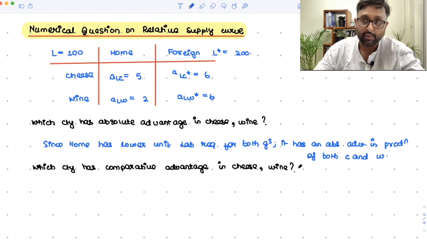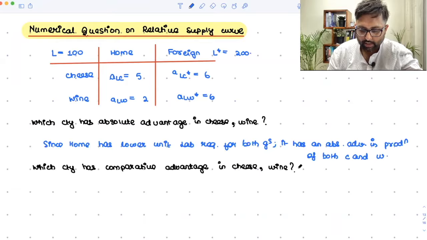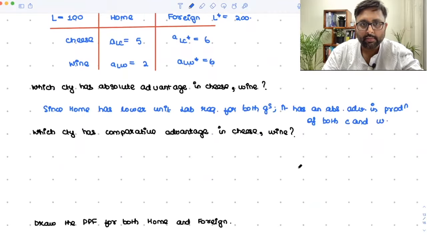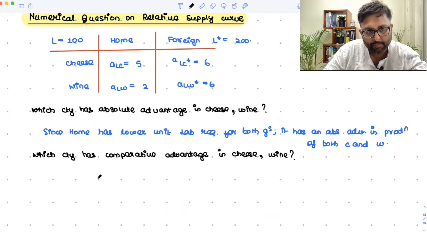But when you look at the comparative advantage, you will have to look at the opportunity cost. So let me write the opportunity cost table as well. Let me first think of it this way: suppose there is cheese here, there is wine here, there is home country here, and there is foreign country here.